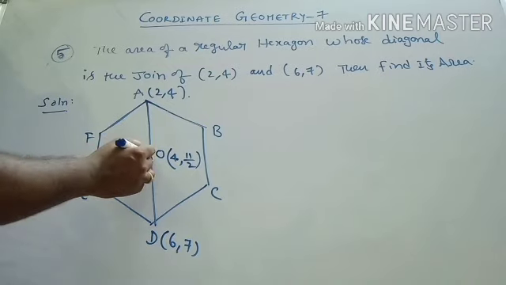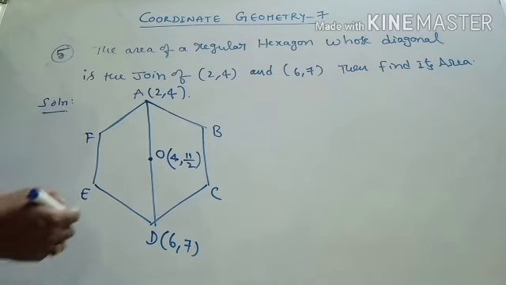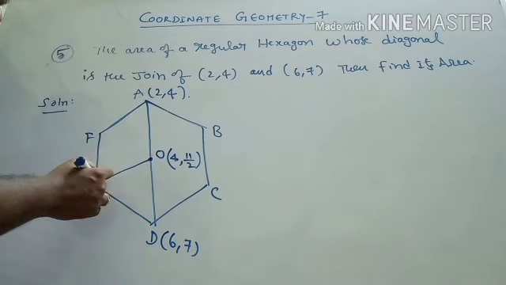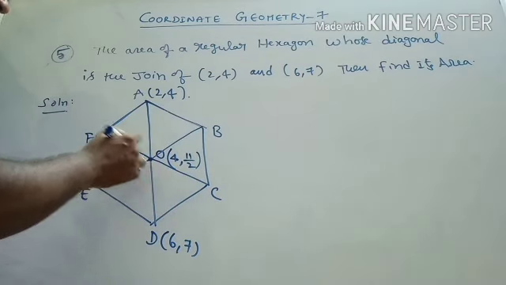To find the area of it, that means it is very simple, my dear students. How we are going to do it is, you know that the regular hexagon can be divided into 6 equilateral triangles.